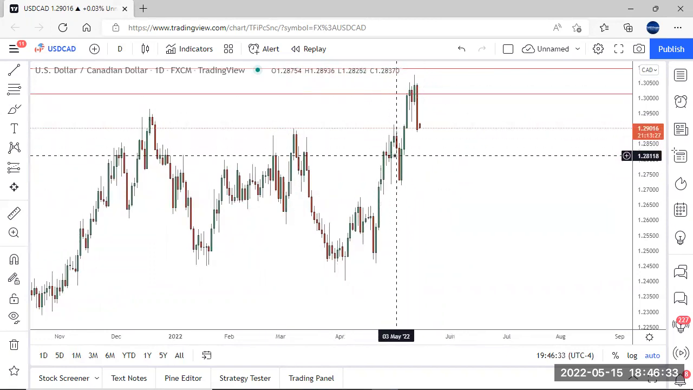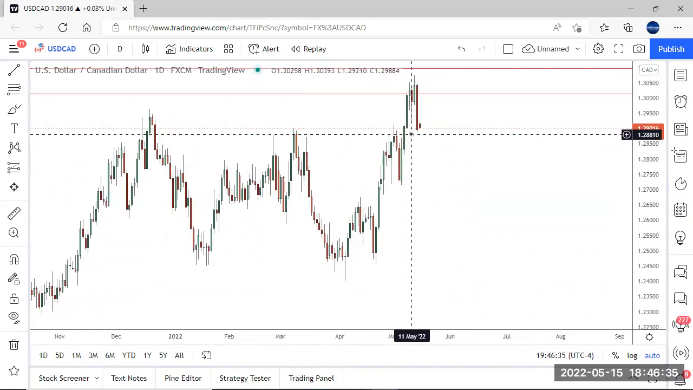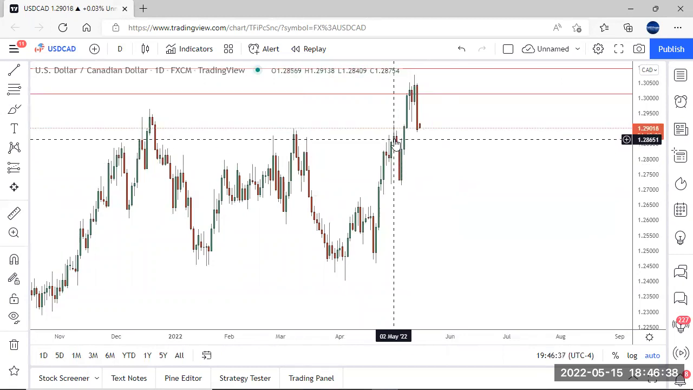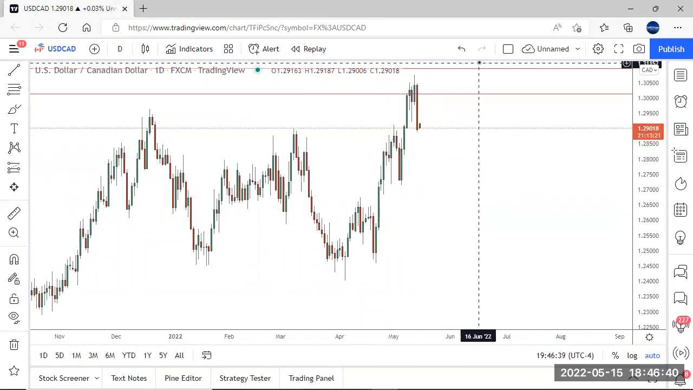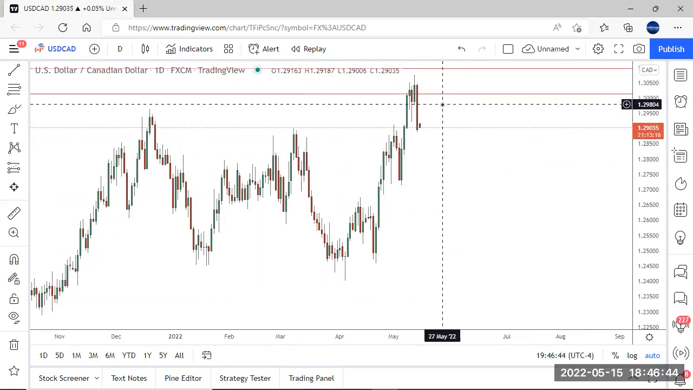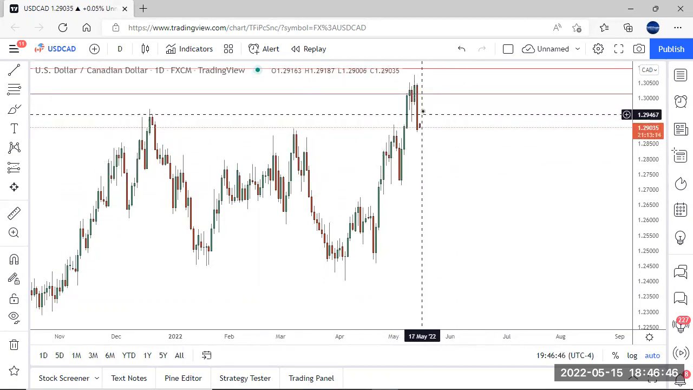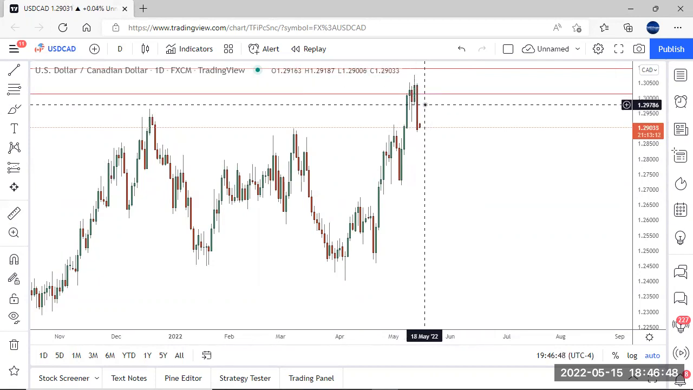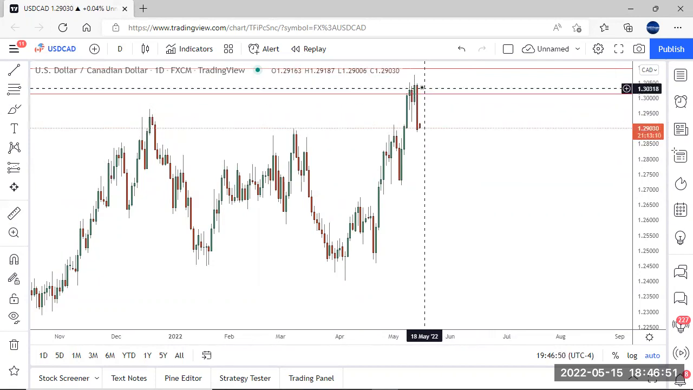Yeah, I have no opinion on CAD right now. We could dip down into this fair value gap inside of these two bearish candles and resume higher if that dollar index wants to keep going higher. Right off the charts, this looks like a bearish order block, right? That'd be a high.